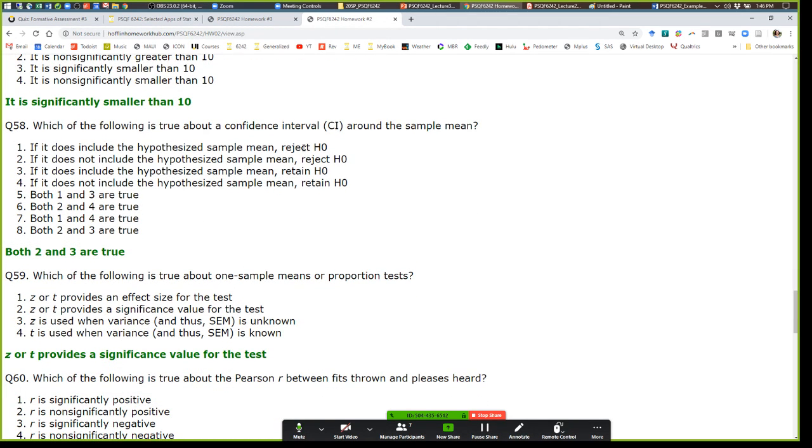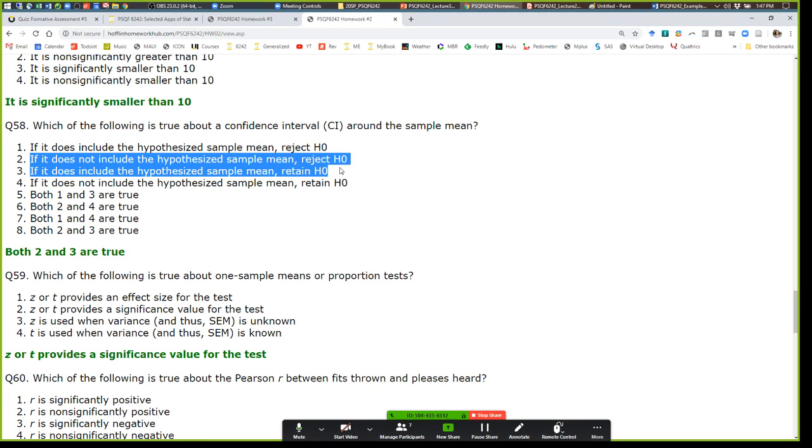Confidence interval and a sample mean. Had some recent questions about this. So if your interval does not contain the hypothesized one, that's a reject. That's a significant. If it does contain it, that is a do not reject, a non-significant. So the only ones that are right then are the middle two. They convey those two options.